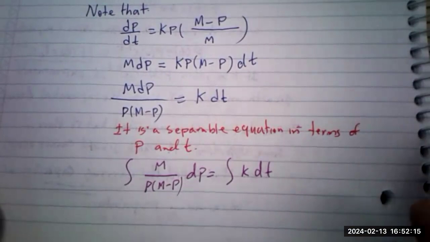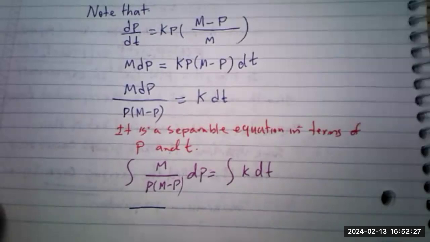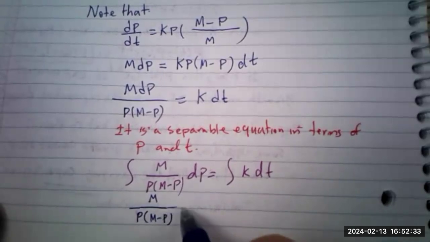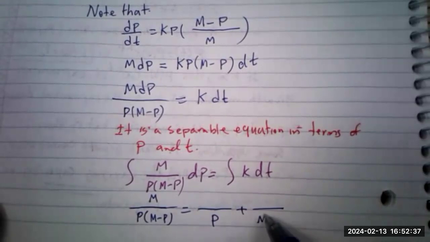Partial fraction. You have to use the partial fraction method. Okay, so let's work on the partial fraction one. You can pull out the m, or just try it. So I'm going to try m over p times (m minus p). So you are going to have the p and you are going to have the m minus p. That's it.